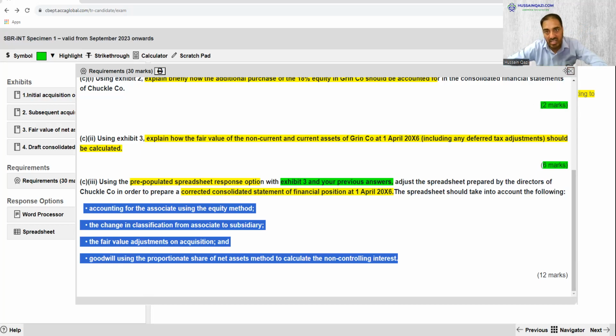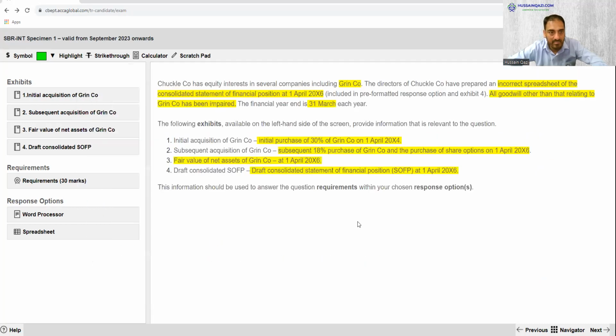Now it's time to attempt the question one by one. It's not possible to start the question with the calculation. We have to start the question from requirement 1. So this is all about the reading of the question.